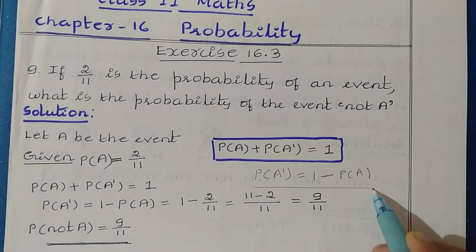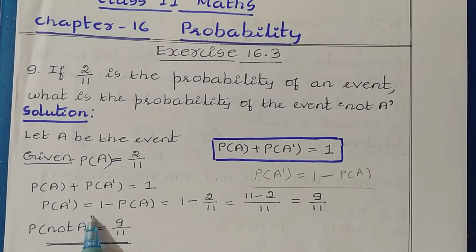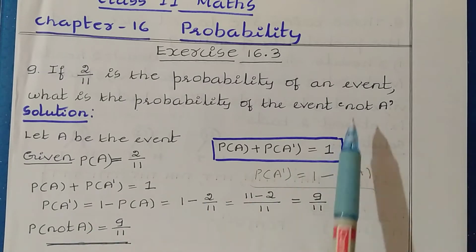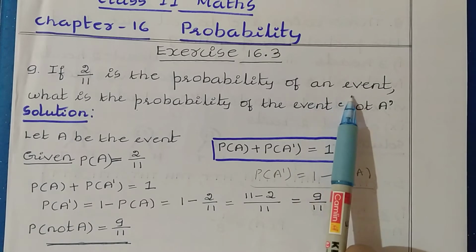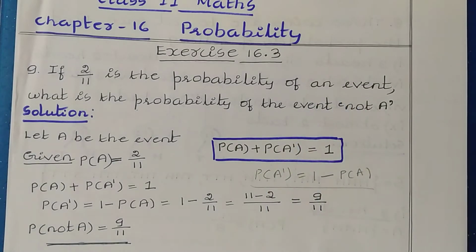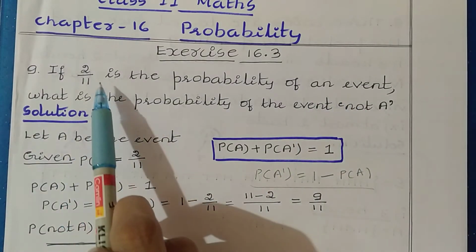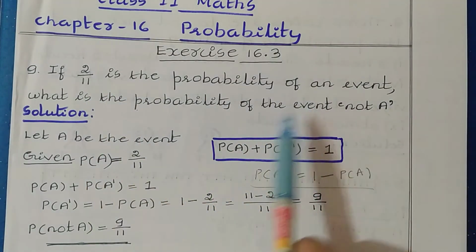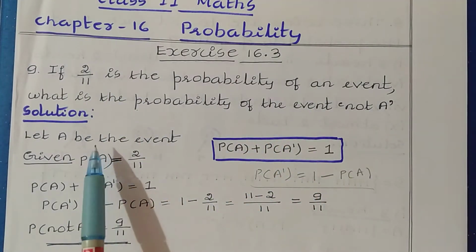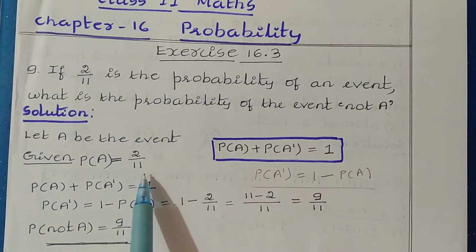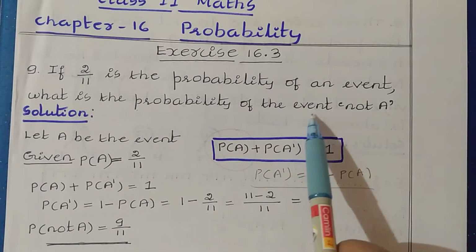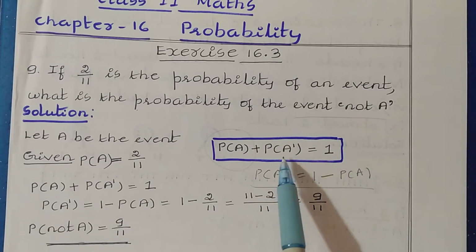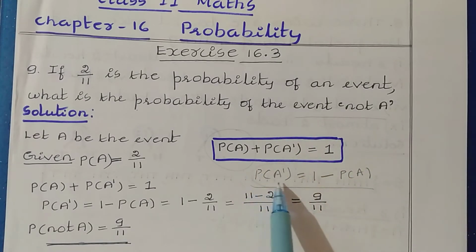Now using this formula, we need to find the solution of this problem. They have given one event and also they have given the probability of that event. So let us say that the event is A. So they have given the probability of the event. That means we can write here now probability of A is equal to 2 by 11. So we know probability of A and we need to find probability of not A. That means we need to find probability of this A dash or A complement.